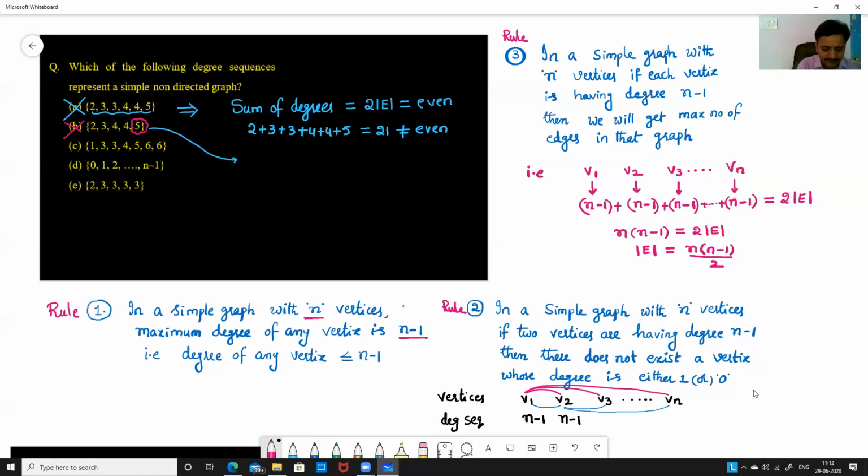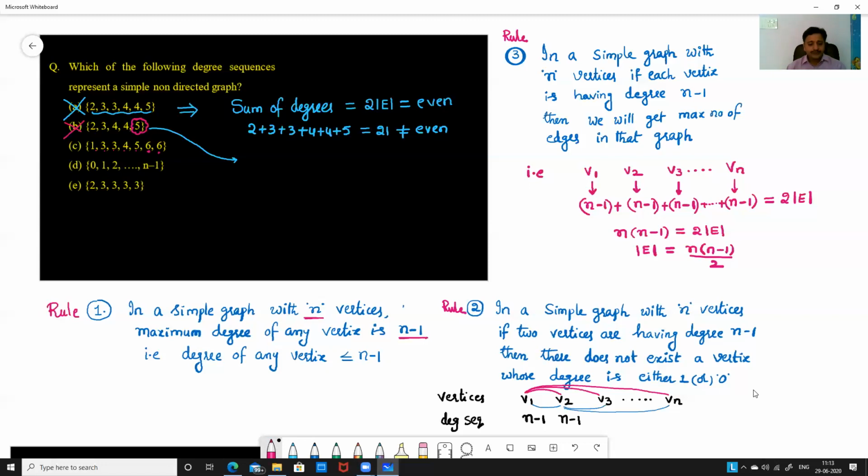Third problem. There are 7 vertices. If there are 7 vertices, the maximum degree of any vertex is at most 6. We have only 6, so that condition is okay. And if you sum up all the degrees, it must be an even number. Let me sum them: 6 plus 6, 12, 17, plus 4, 21, 24, 27, 28. 28 is an even number, so the sum of degrees theorem is satisfied here.